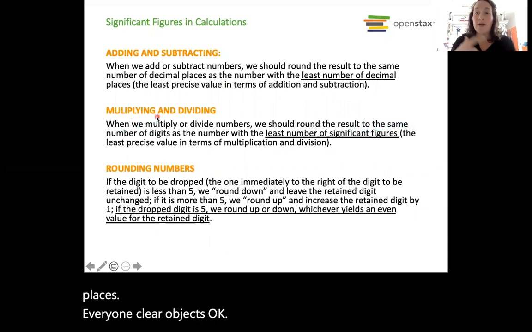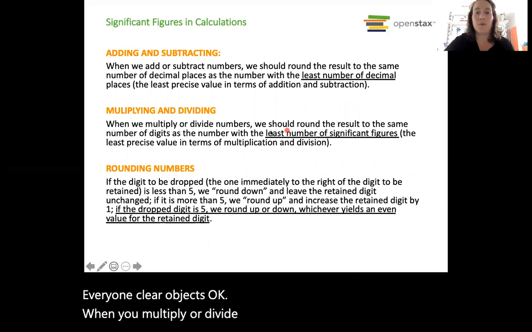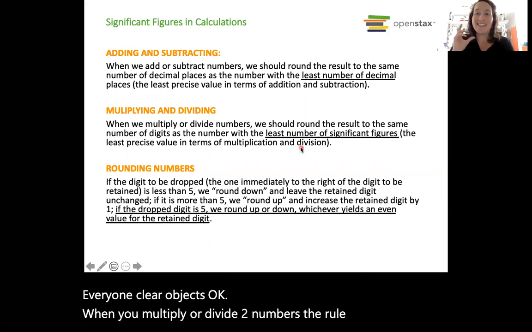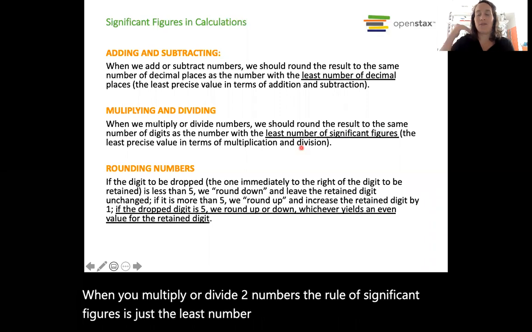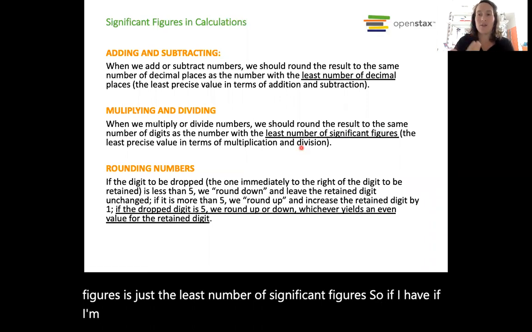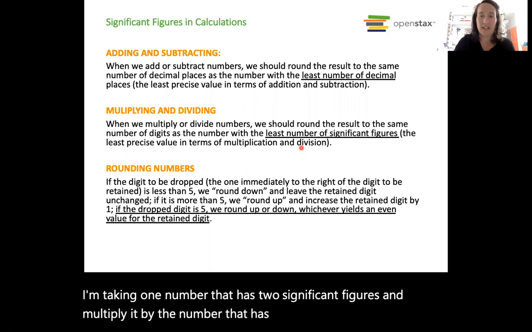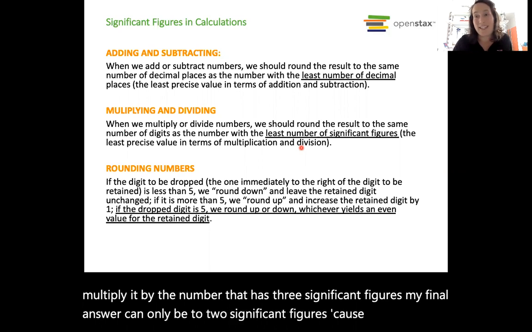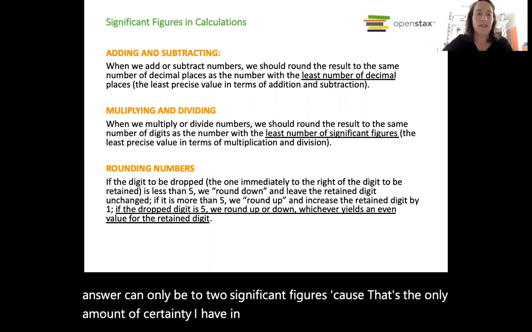When you multiply or divide 2 numbers, the rule of significant figures is just the least number of significant figures. So if I'm taking one number that has 2 significant figures and multiplying it by a number that has 3 significant figures, my final answer can only be to 2 significant figures because that's the only amount of certainty I have in those 2 values.